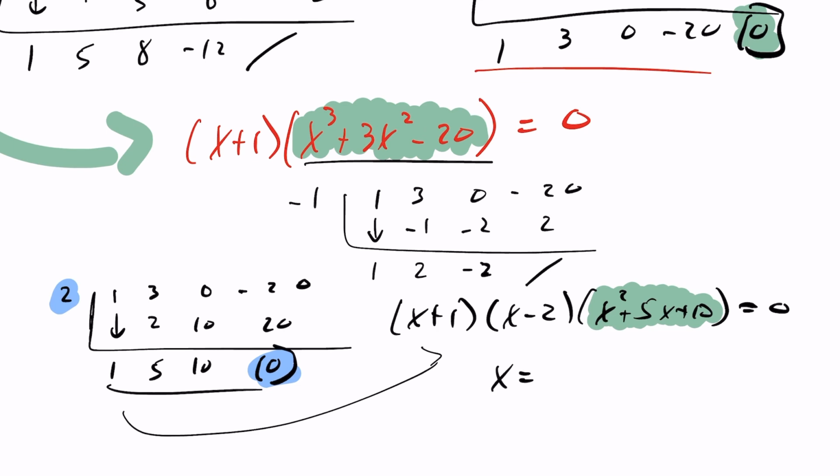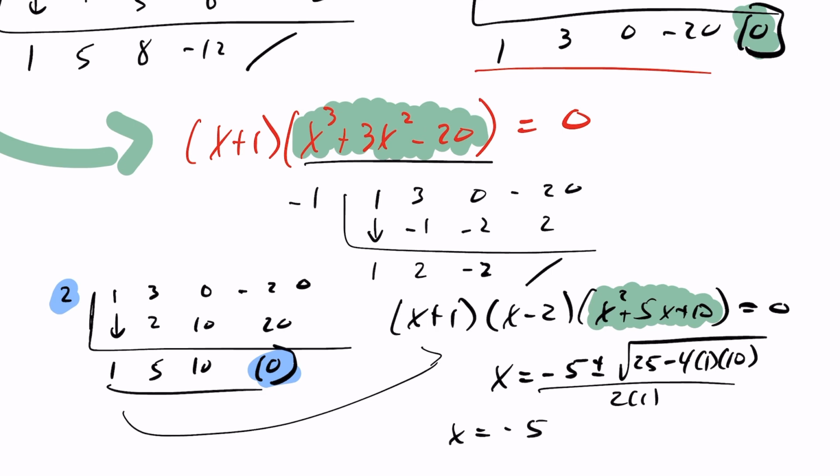So this will be x is -5 plus or minus the square root of b squared, which would be 25, minus 4, a is 1, and c is 10, over 2 times a. So I end up getting here -5 plus or minus the root of -15, over 2. So this actually ends up generating complex roots.